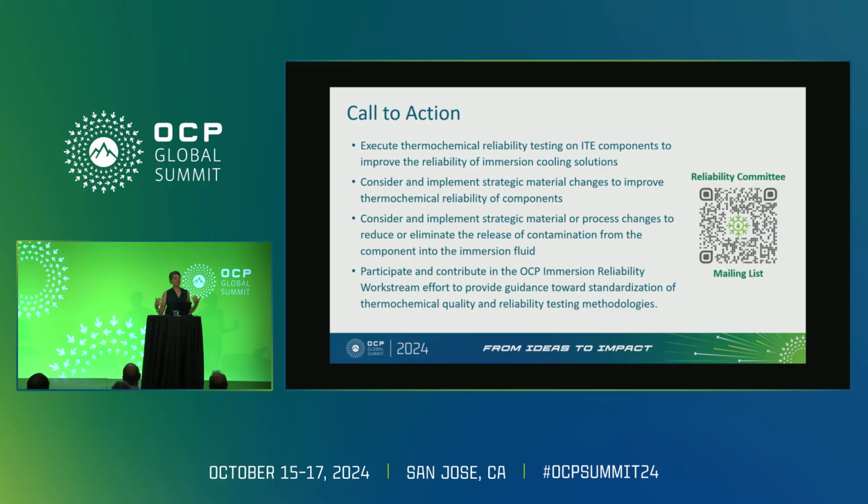we need to hear from you. We need you to participate and say, what do you need? What kind of data do you need? What kind of testing do you need? What kind of standardized testing methodologies can we develop together so that we can develop more reliable solutions where we're all working together to be good citizens for each other?